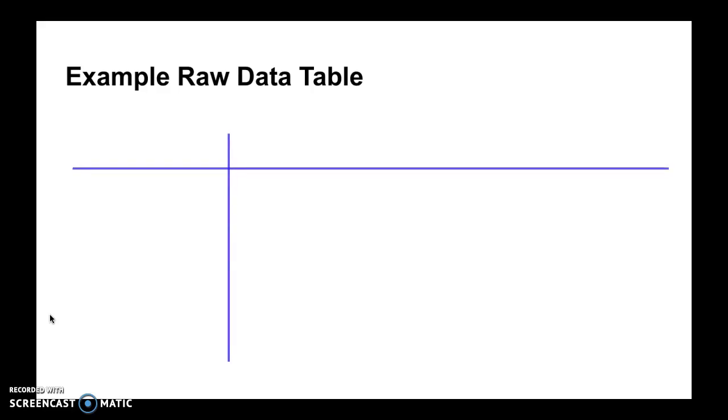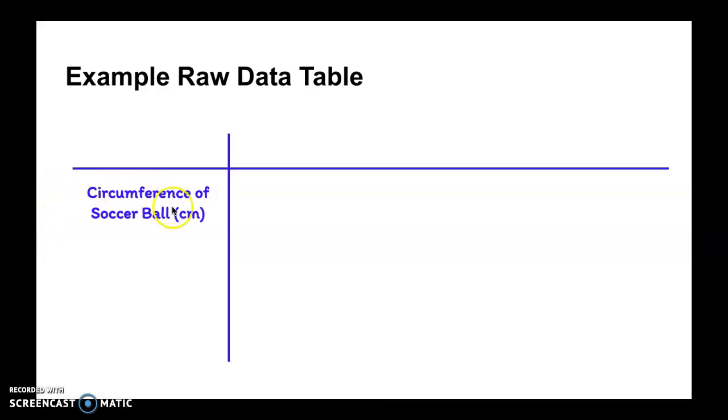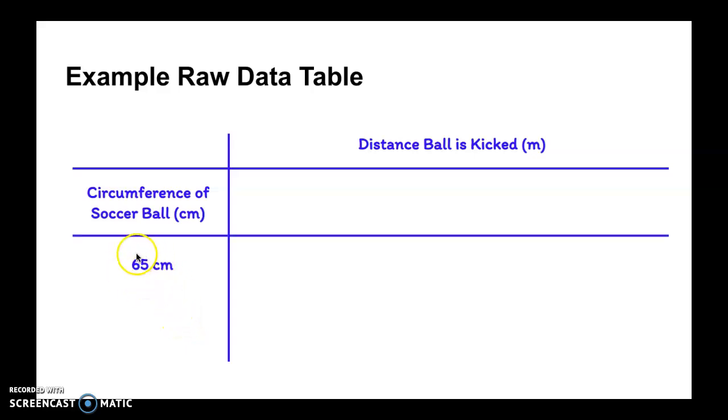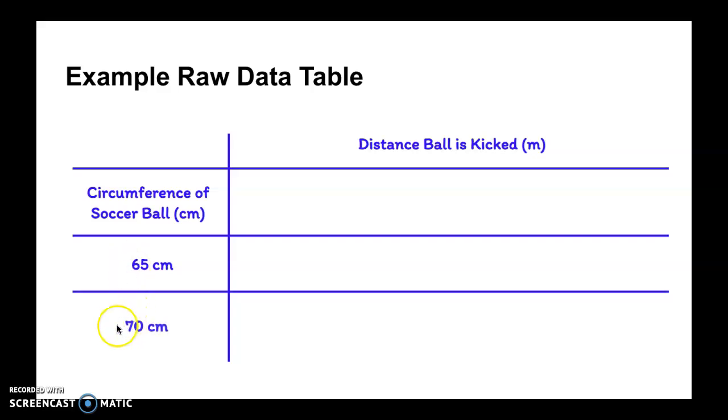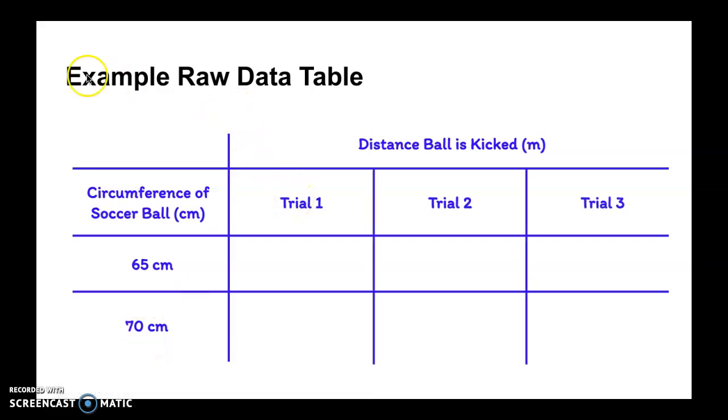So again, we're going to set up kind of a lopsided t-chart, and we'll put our independent variable right here. That independent variable is the circumference of the soccer ball with its unit, cm for centimeters. Up here we'll put our dependent variable, that's the distance the ball is kicked, with m standing for meters. We're going to put our control and our change 1. I decided that the control is going to be the smaller number, 65, and the change 1 is going to be the larger number, 70. And then I'm going to kick the ball 3 times, so I have 3 trials.